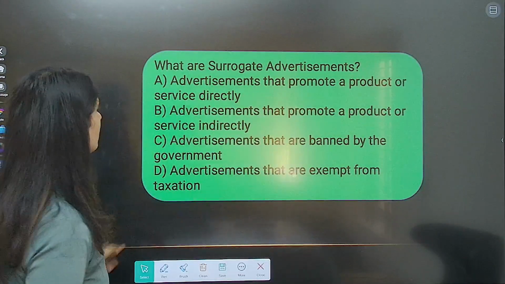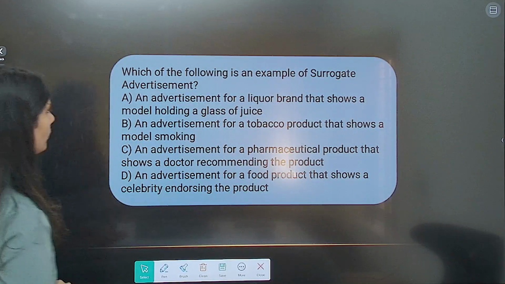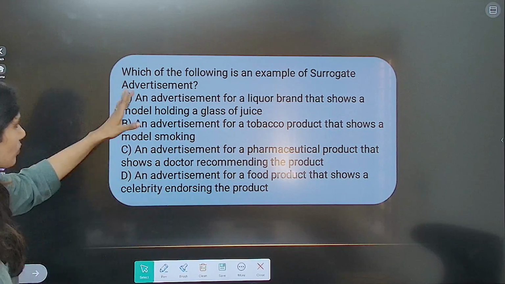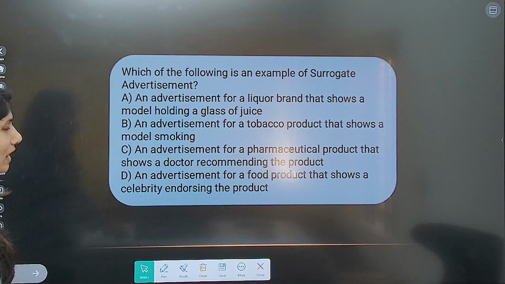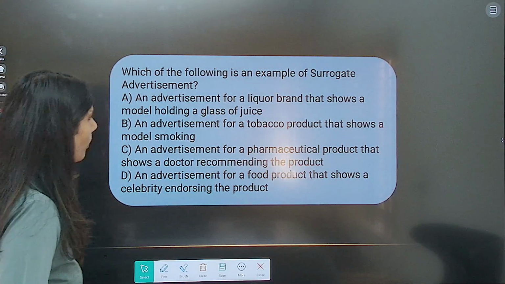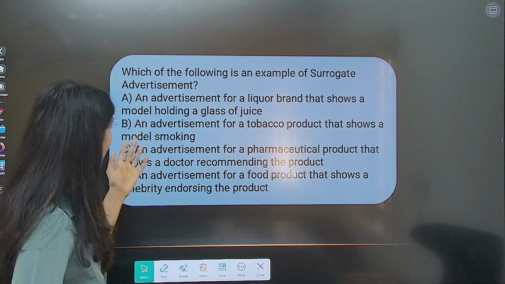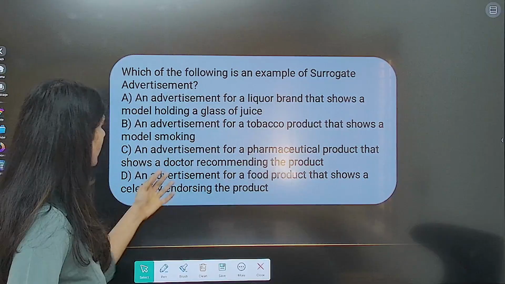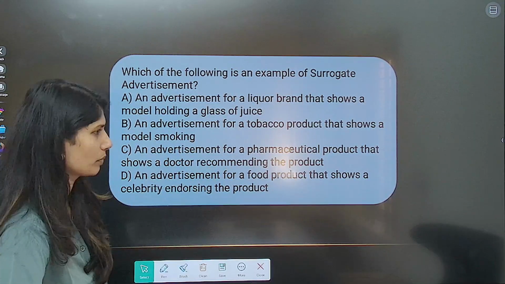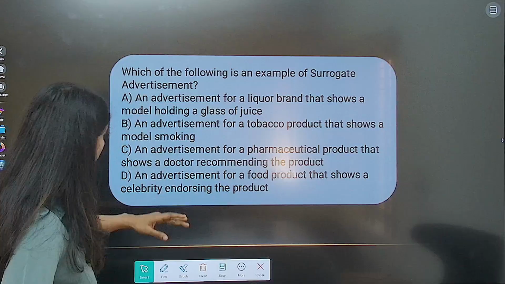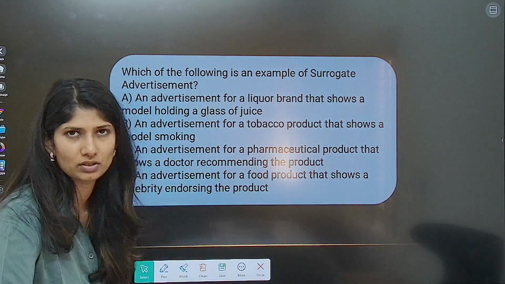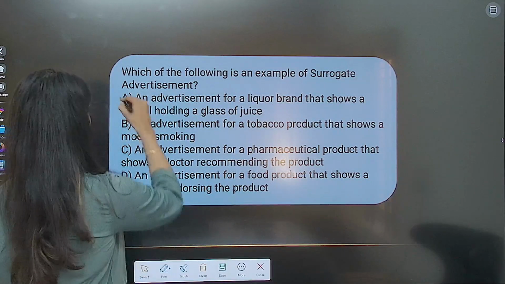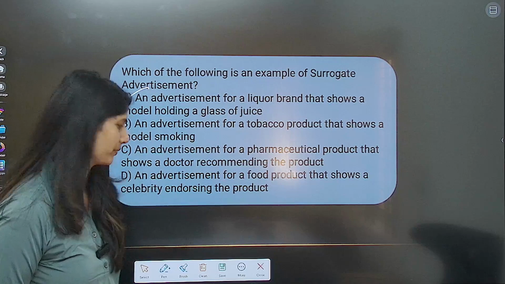Which of the following is an example for surrogate advertisement? This I'm giving just so that you can get an idea. An advertisement for a liquor brand that shows a model holding a glass of juice. An advertisement for a tobacco product that shows a model smoking. An advertisement for a pharmaceutical product that shows a doctor recommending the product. An advertisement for a food product that shows a celebrity endorsing the product. Apart from the first one, the rest all three are showing actual depictions. The first one is showing indirect depiction. So this is your surrogate advertisement. Understanding?